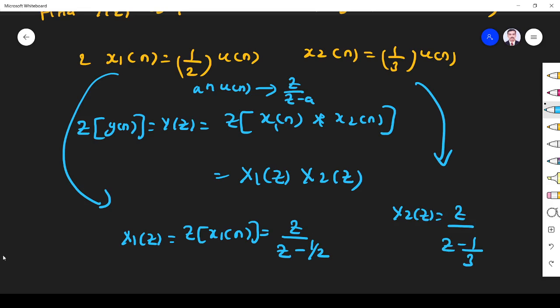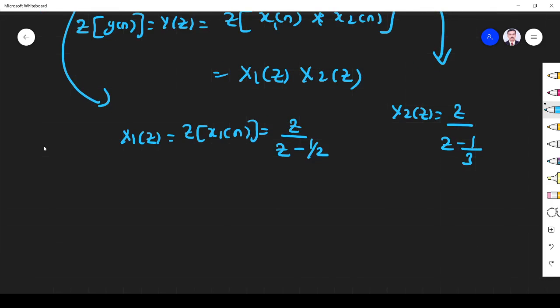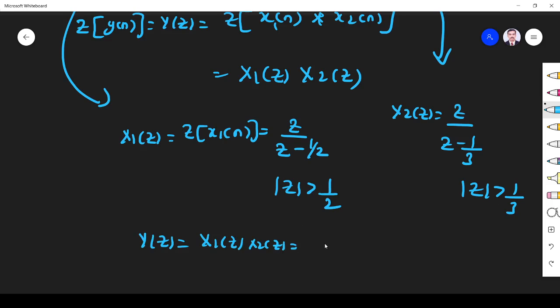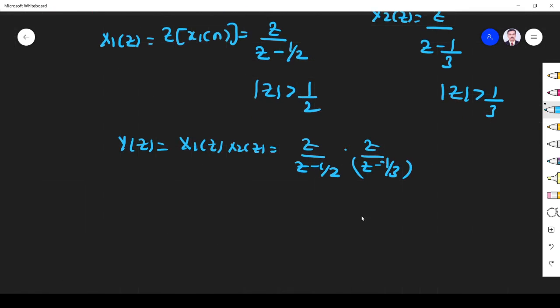Here the ROC is mod z greater than 1 by 2, and for the second the ROC is mod z greater than 1 by 3. So what I need is y of z. Y of z is x1 of z times x2 of z, that is z by z minus 1 by 2 multiplied by z by z minus 1 by 3. So that is given by z square divided by z minus 1 by 2 into z minus 1 by 3. Okay, now the ROC you have to find.